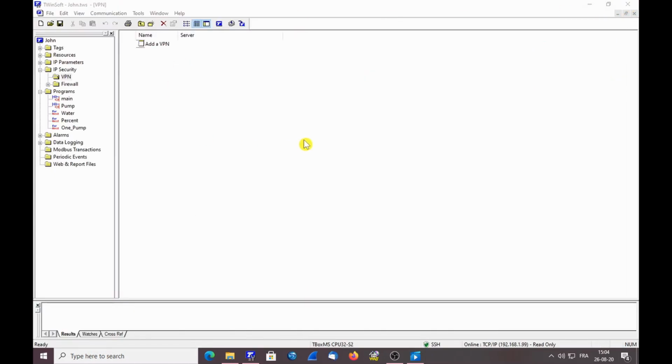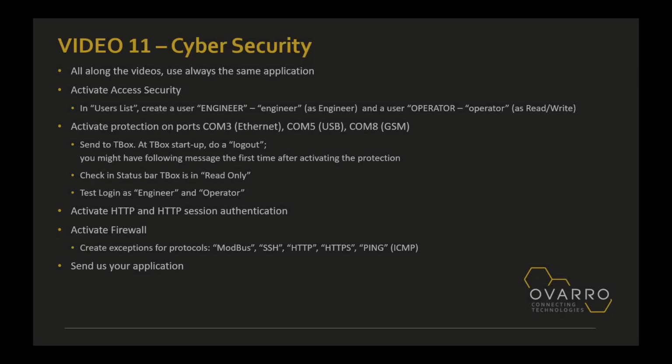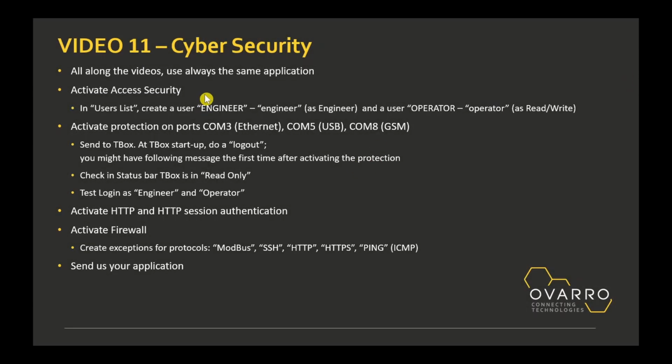Now let's take a look at the questionnaire. Use the same application as usual. So activate access security, select user list and create two users, one with an engineer level, the other one with a read-write level, and you will call them engineer and operator with the same password to make things easier for later in the video. Then you activate protection on the port COM3, COM5, COM8. This will activate protection on Ethernet and USB, depending on which communication port you use.